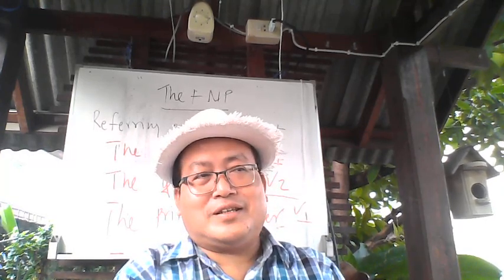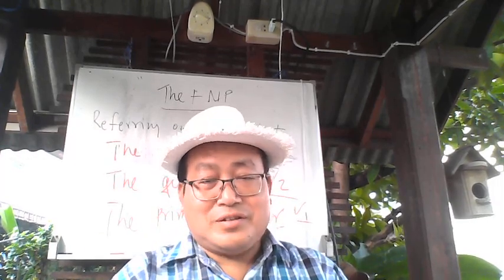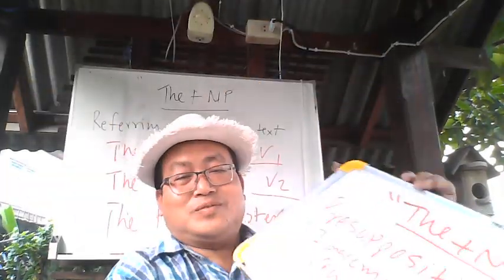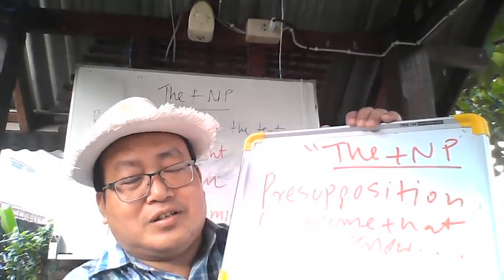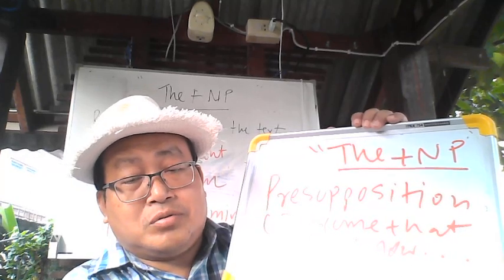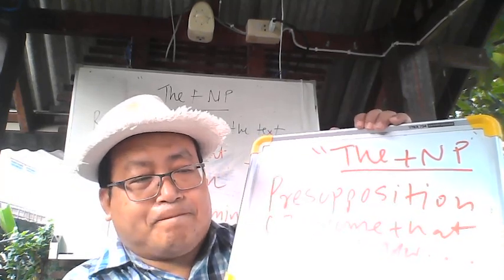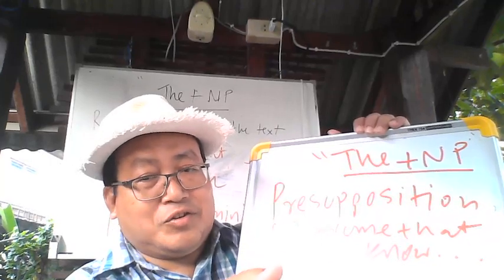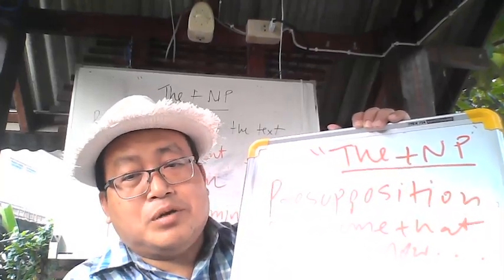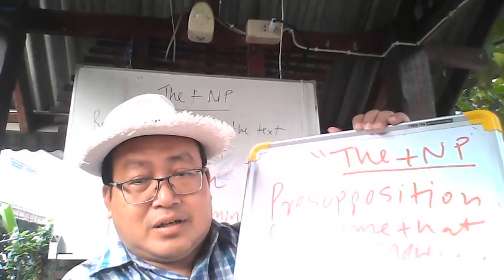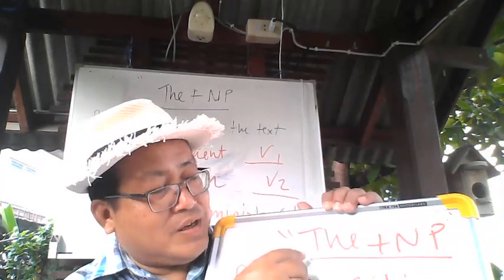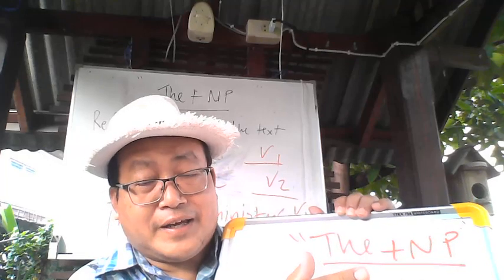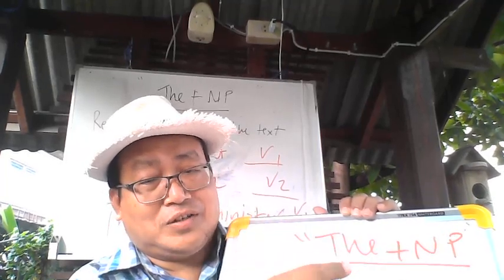suppose that the, your audience knows what you're talking about. So, in a way, you are making what we call the presupposition. In other words, you assume that the other end, your interlocutor, or the person you are addressing knows what you're talking about. So you use the to signify that kind of situation.